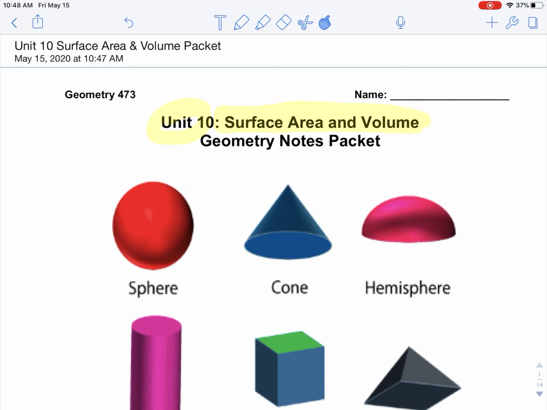So we're going to be talking today, or in this whole unit, about what's called 3D figures, right? They're three-dimensional figures, so they're anything that's not flat, right, that you can touch or feel, and it's got length and width and height and depth. So they're things like these, right?